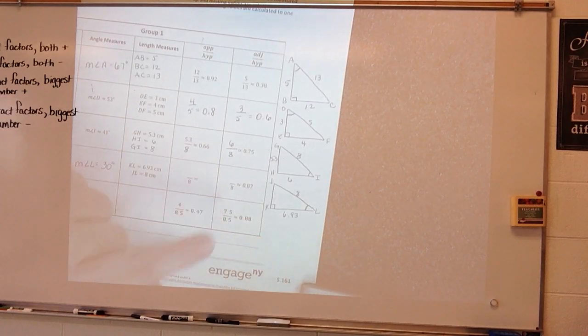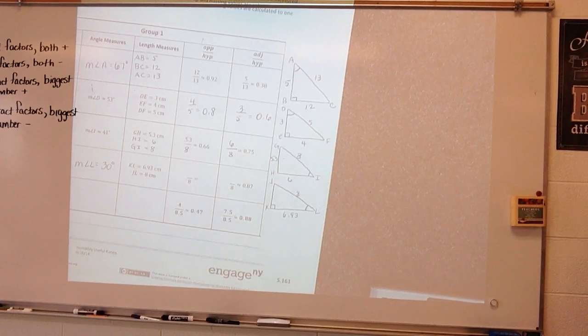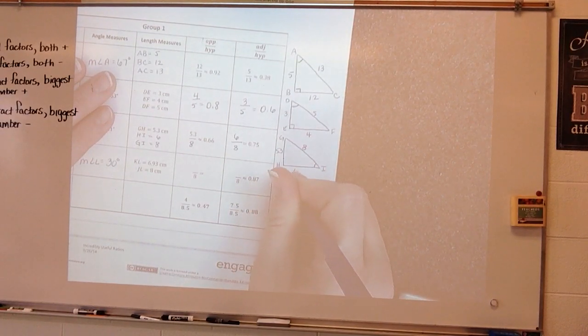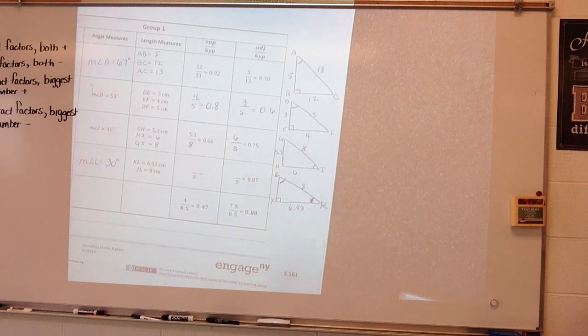What I suggest you do here, let me make sure I drew my triangle correctly. Sorry guys, it's been a very long day and it's only like 10 o'clock. Number 4, JKL. Okay, so they've got L up here and they've got K down here. So we're looking at that one.